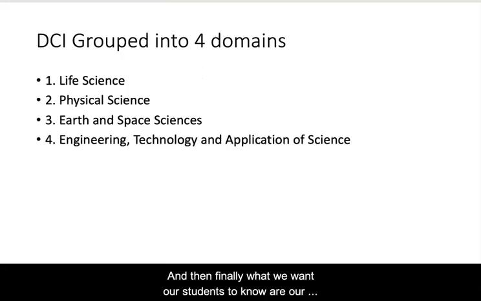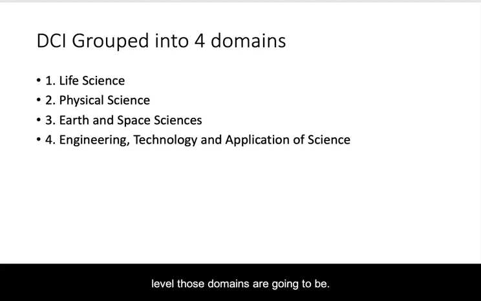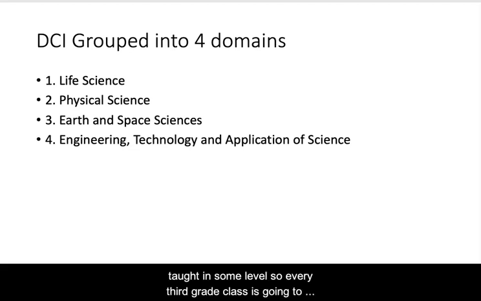And then finally, what we want our students to know, or our disciplinary core ideas, can be grouped into 4 domains. And what you'll notice is in every single elementary grade level, those domains are going to be taught in some level. So every 3rd grade class is going to learn some life science, some physical science, some earth and space sciences, and some engineering, technology, and application sciences. And we scaffold on these DCIs. So what they learn in life science in 3rd grade, they may revisit, but at a deeper and more sophisticated level in 5th grade or 9th grade.